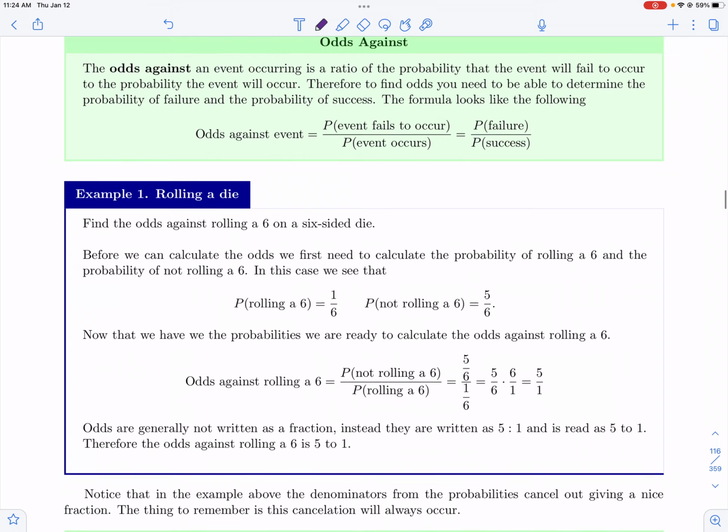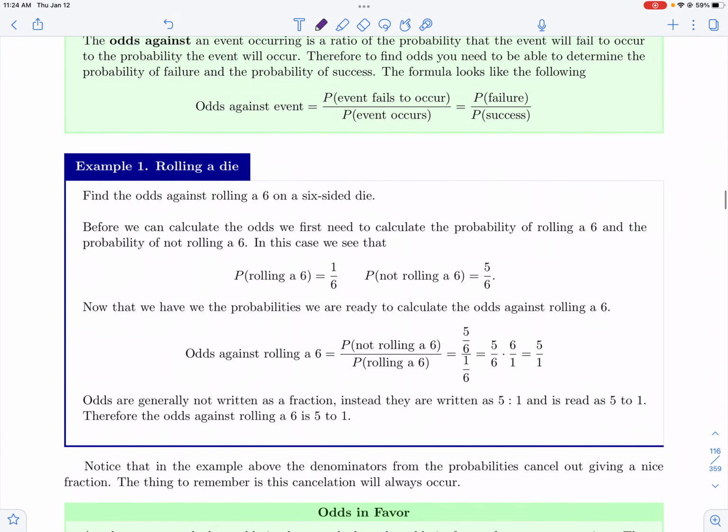For example, if we wanted to find the odds against rolling a 6 on a 6-sided die, the first thing we want to do is find the probability of rolling a 6 and the probability of not rolling a 6. That's going to be the key to this one. Since we're trying to find the odds against, that means we want to put the not on the top. So notice we put our 5/6 on the top and our 1/6 on the bottom.